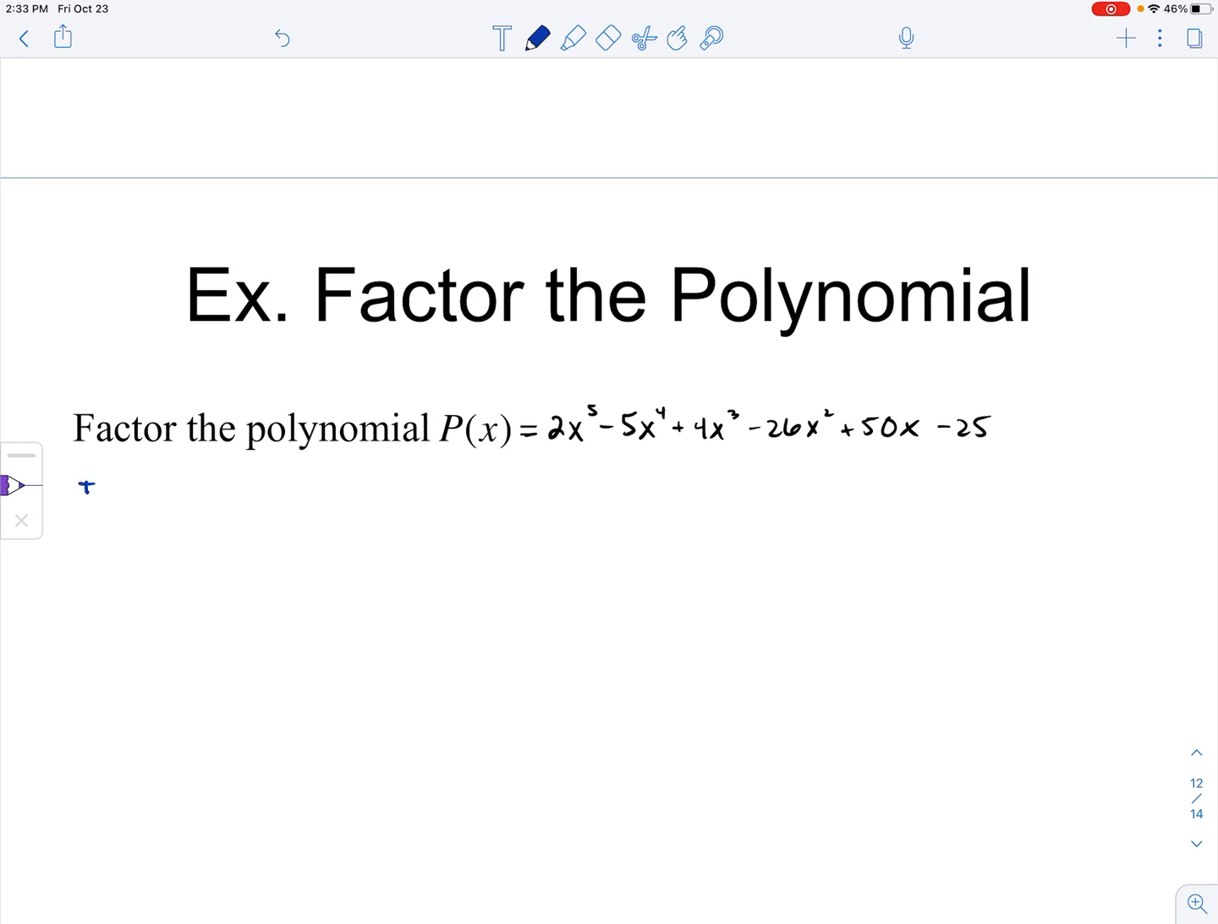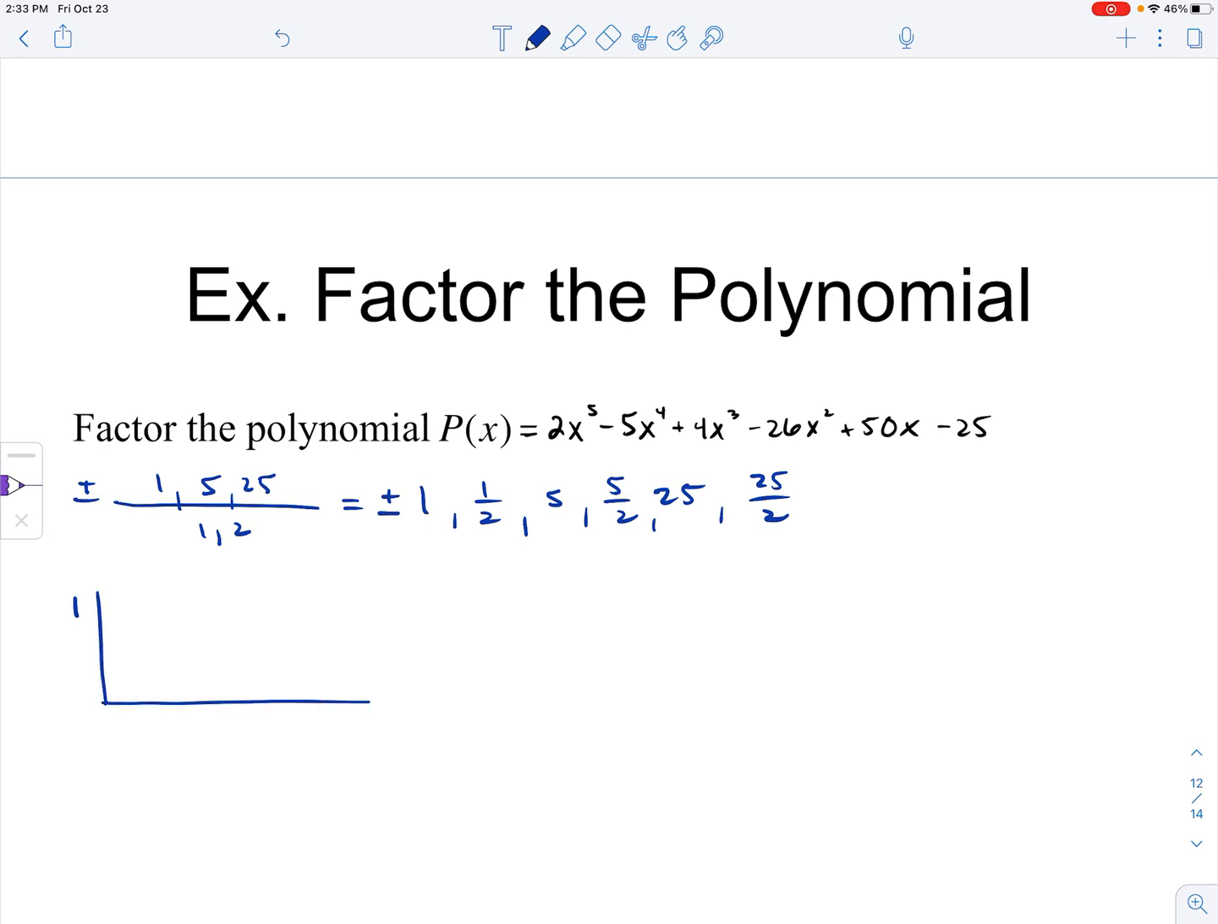Okay, so to start with, let's use rational root theorem. So factors of 25 are 1, 5, and 25. Factors of 2 are 1 and 2. So lots of possible rational zeros here, right? We have 1, 1/2, 5, 5/2, 25, and 25/2. So I'm going to start by checking positive 1 using synthetic division.